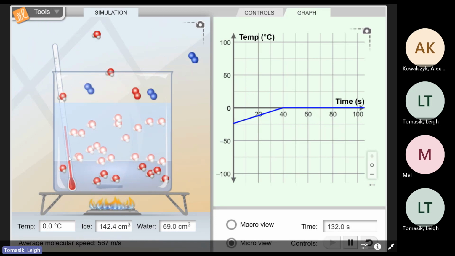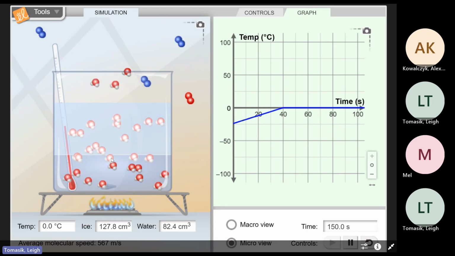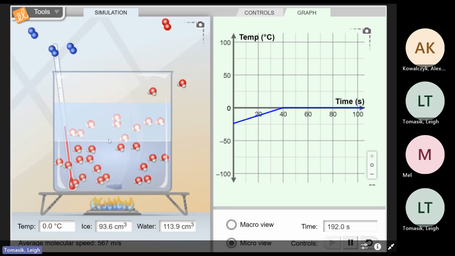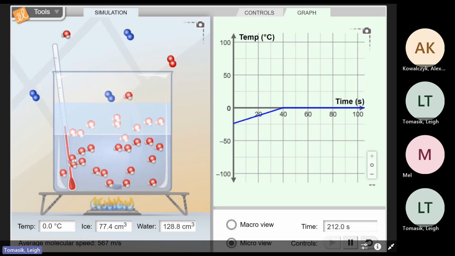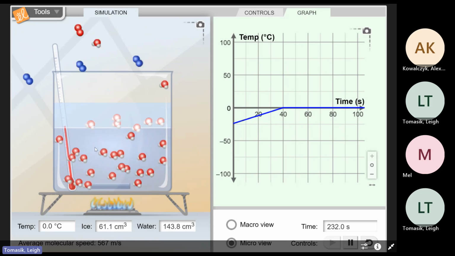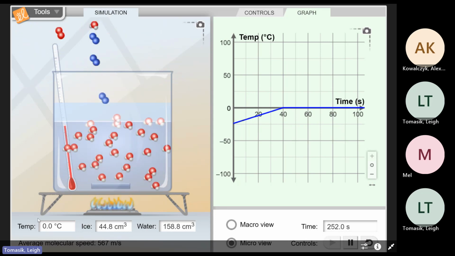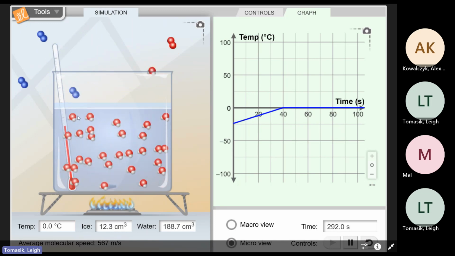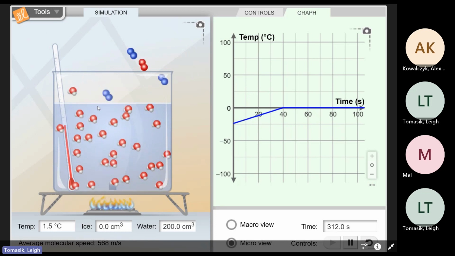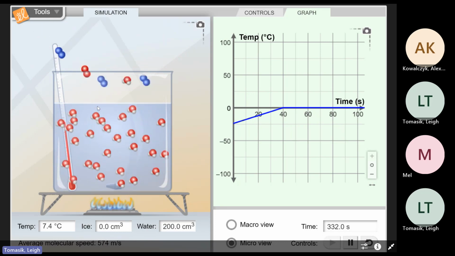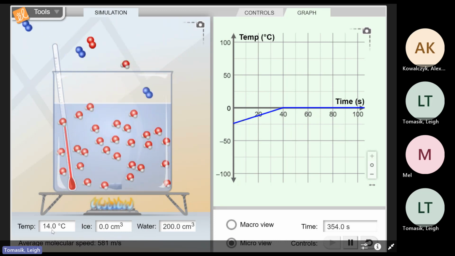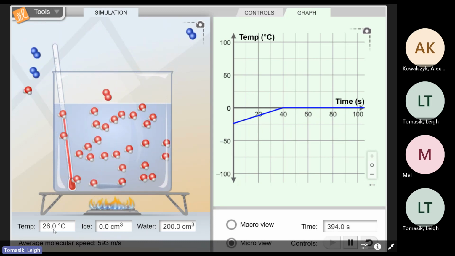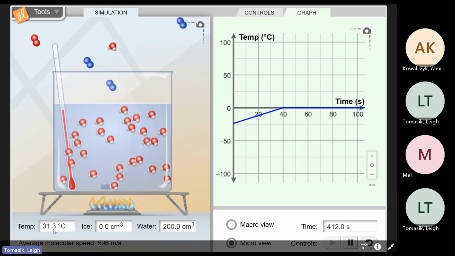And when it changes to water, you'll notice that the molecules are able to move more, right? So that energy is going to making those molecules move more and not raising the temperature. Until all of these molecules become water. Now they're all water. And you can see the temperature is rising again, and it's going to rise until it hits 100 degrees Celsius.